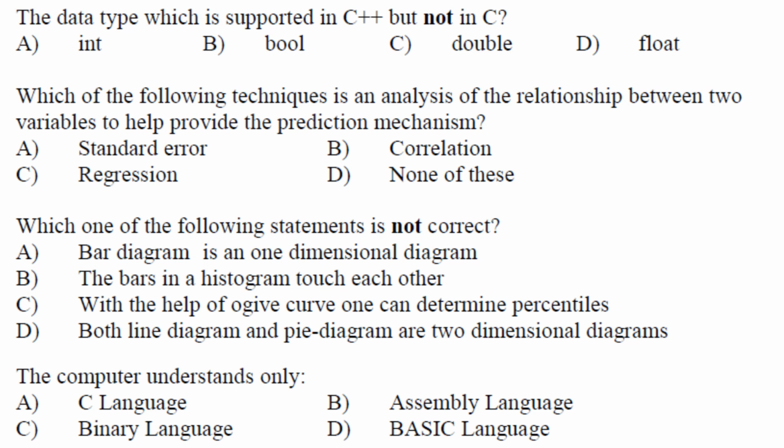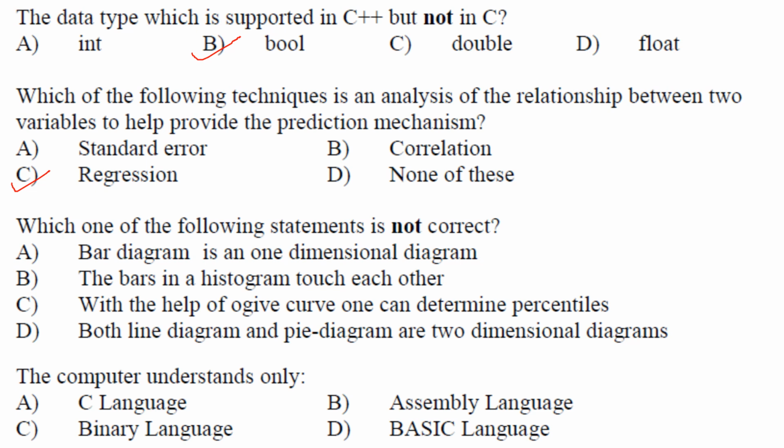Then next one. The data type which is supported in C++ but not in C is Boolean data, or bool, B-O-O-L. Whereas others, int, double, float, you can find in both C and C++. Which of the following techniques is an analysis of the relationship between two variables to help provide the prediction mechanism? It is regression. Standard error measures variability, not a prediction mechanism. Correlation measures strength and direction of the linear relationship between two variables, but it doesn't provide a prediction mechanism.